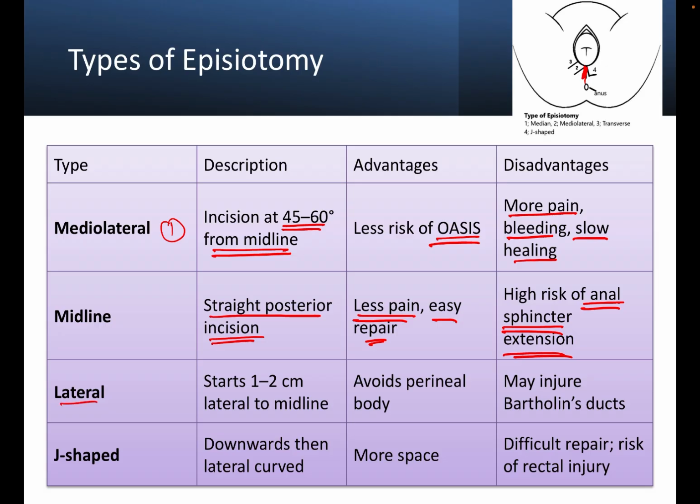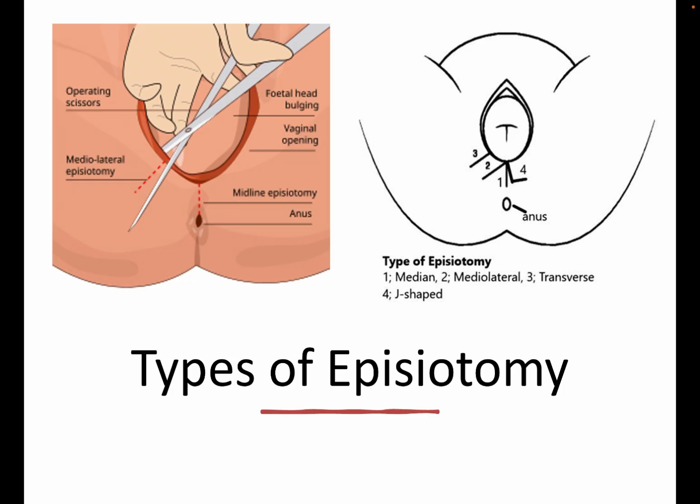Then there is lateral episiotomy, which starts 1 to 2 centimeters lateral to the midline and avoids the perineal body, but may injure Bartholin's duct. Then J-shaped episiotomy: a downward lateral curved incision which gives more space, but is difficult to repair with a risk of rectal injury. So these are all the types of episiotomy. The first is median episiotomy, which is done here. Then the mediolateral episiotomy, which will be here. Then transverse episiotomy. Then J-shaped episiotomy.